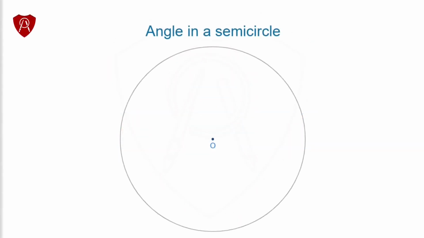On to other theorems now. Let's look at angles in a semicircle. Once again, point O is the center of this circle. Let's focus on the diameter, the line segment AB. This diameter divides the circle into two semicircles, but we shall only focus on one of them, the shaded one.